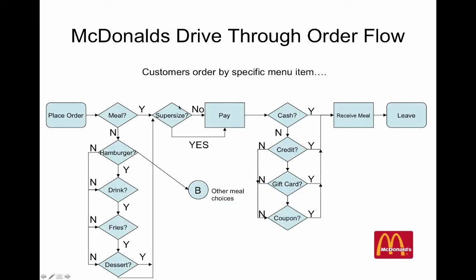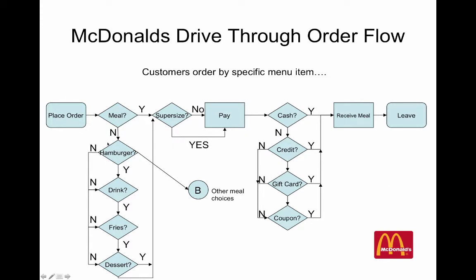If we use a process map, we might look at how customers order a specific menu item. And so you go through the process of determining what it is that the customer wants. What size do they want? How do they want to pay? Et cetera, et cetera, and any other choices that might be included in this. And you come up with a map.